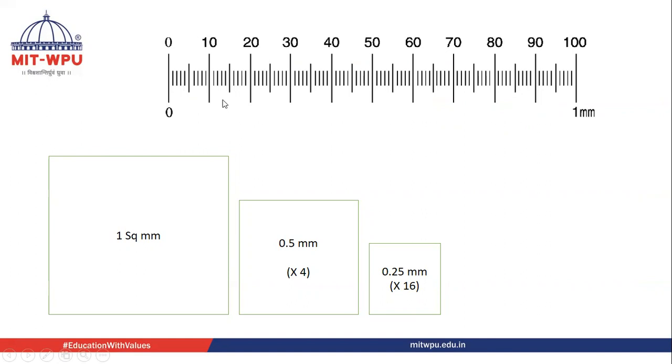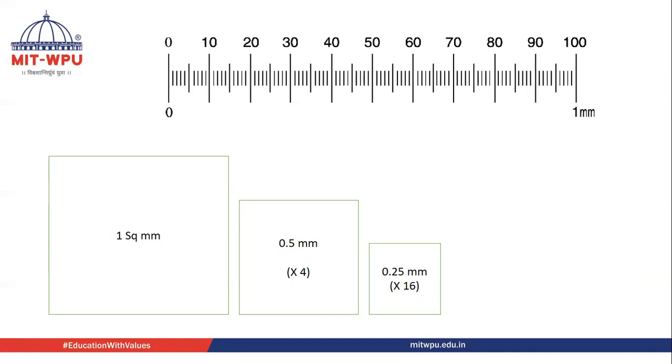If we are not able to see the complete 1 mm, then we can go for the half, that is 0.5. And if you are not able to see half in one view, then we can go for half of 0.5, that is 0.25 mm. But the smaller the square you go, the more the chances of mistakes, because to convert 0.5 mm into 1 square mm, we need to multiply by 4, and to convert 0.25 mm into 1 square mm, we have to multiply by 16.